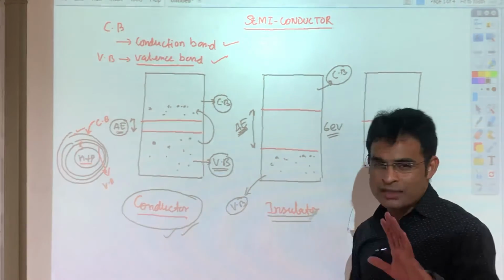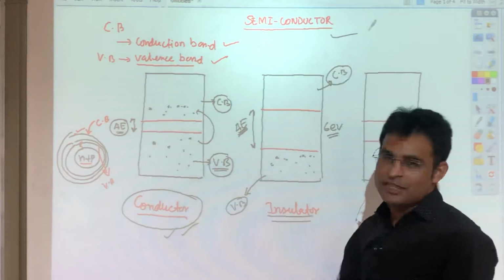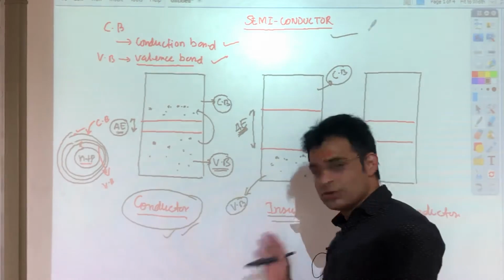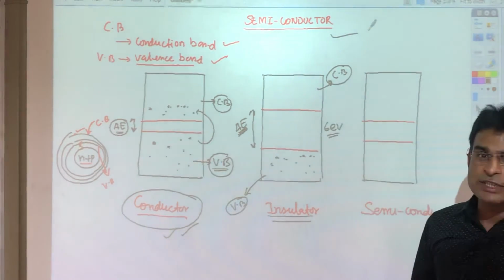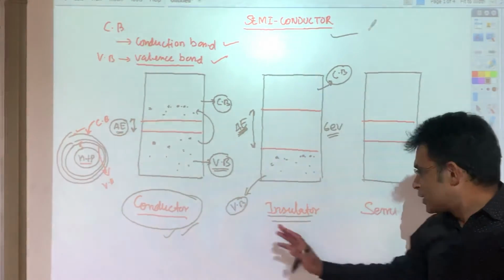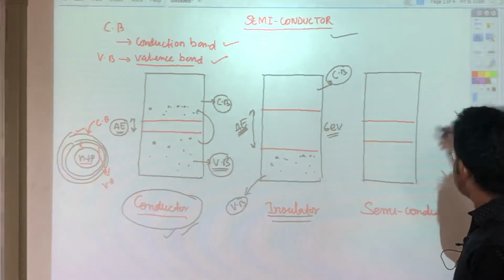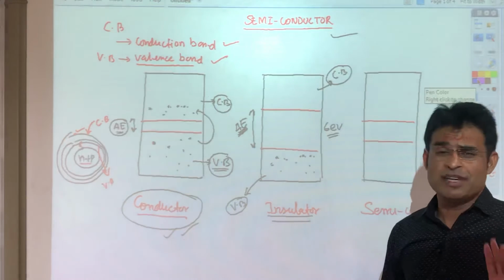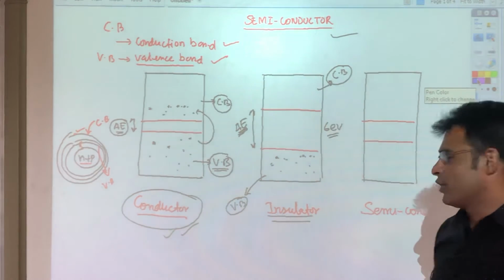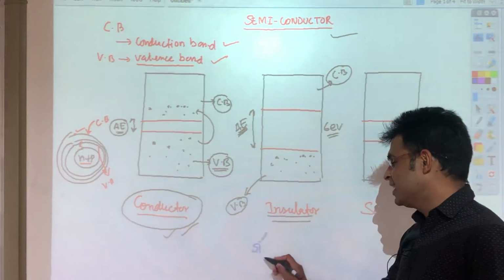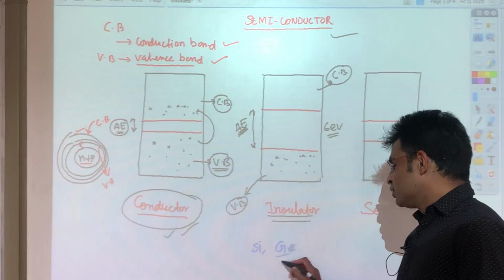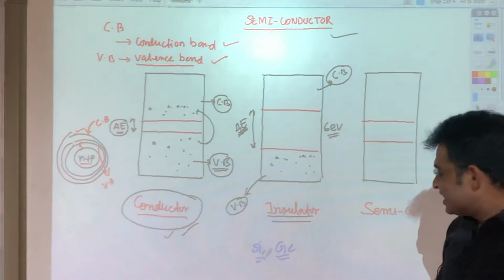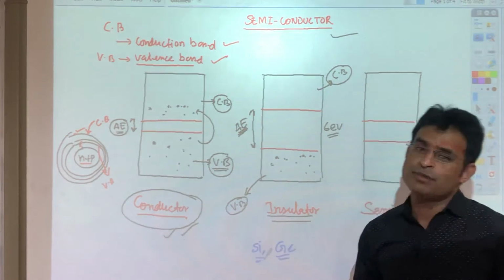Now, our main part is that this chapter is semiconductor, but we need a reference of a conductor and insulator to explain semiconductor. That's why I explained conductor and insulator. Now the main part is this one, the semiconductor. The most easily available semiconductors are from the 14th group of the periodic table. Basically, we use silicon and germanium. Others can also be used, but silicon and germanium are easily available, that's why we use them.